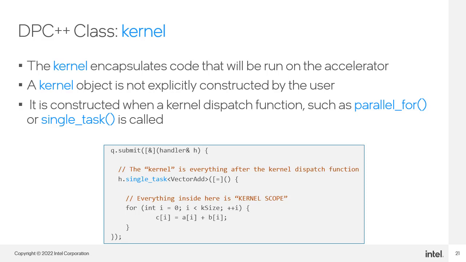In the example code shown, the kernel dispatch call is initiated by using the single_task function. Notice that the kernel scope begins right after the curly braces is opened. Thus, the simple vector addition will be handed off to the accelerator device for execution.